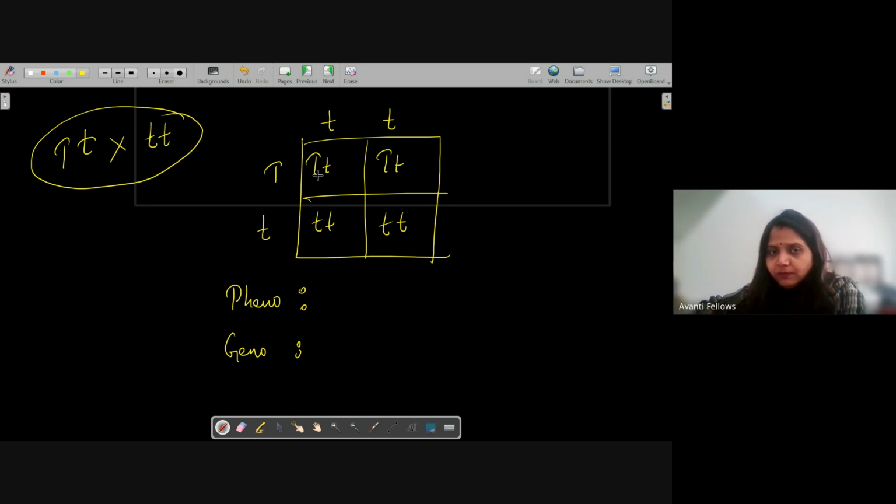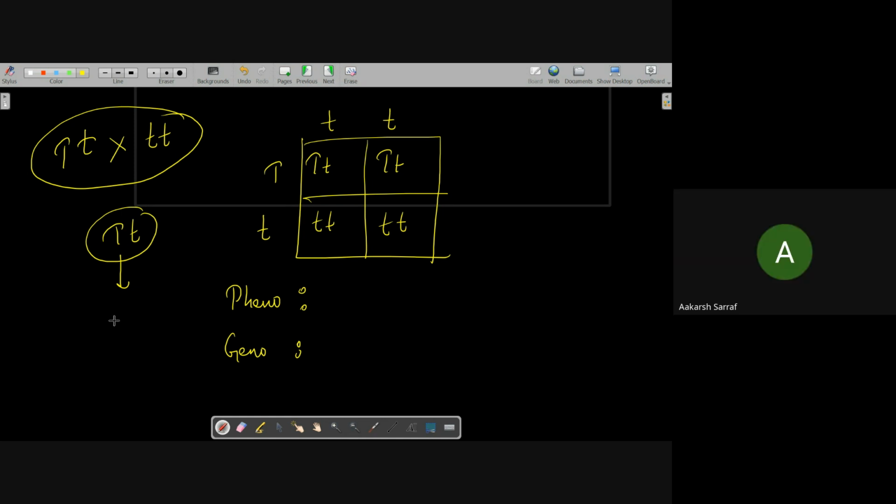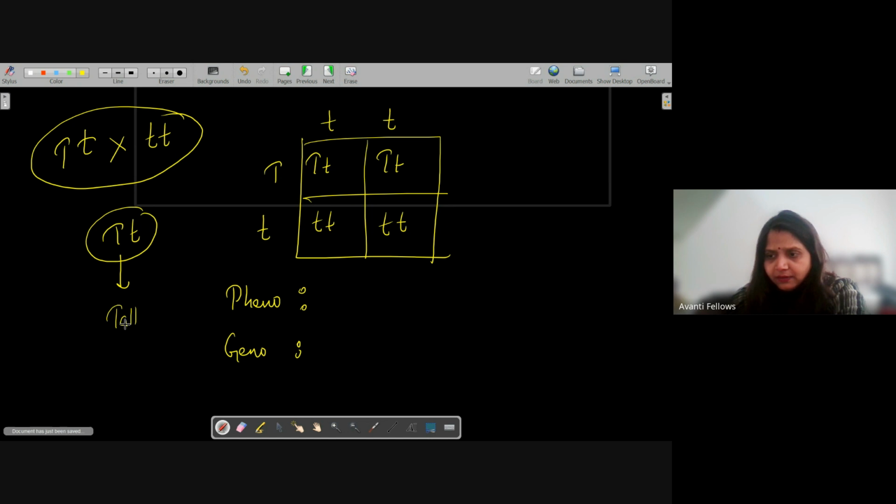ये कैसा प्लांट होगा? ये पर्टिकुलर प्लांट, कैपिटल टी और स्मॉल टी जो है वो कैसा प्लांट बनाएगा आगे जाके? टॉल या डॉर्फ? आकर्ष ट्राई करो, आपको समझ में आएगा. I'm too tall as per the fact that T is dominant characteristic. टॉल बनाएगा, राइट? ठीक है जी, ठीक है. It's going to make tall.